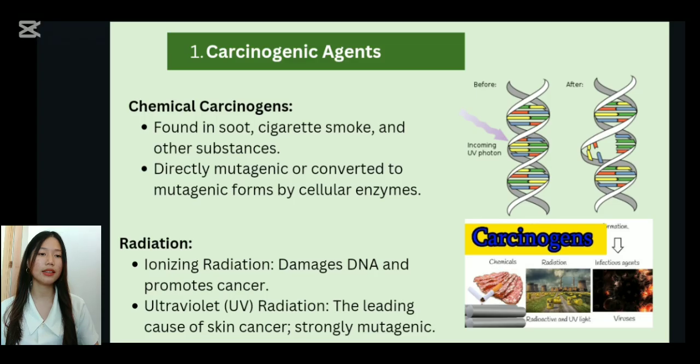So, another carcinogenic agent is radiation. So, exposure to ionizing radiation, for example X-rays and radon gas, or exposure to UV rays from the sun can be carcinogenic, leading to damage to the DNA and promoting cancer. So the example here is ultraviolet radiation, which can cause skin cancer and is strongly mutagenic. So yun yung mga example, no?